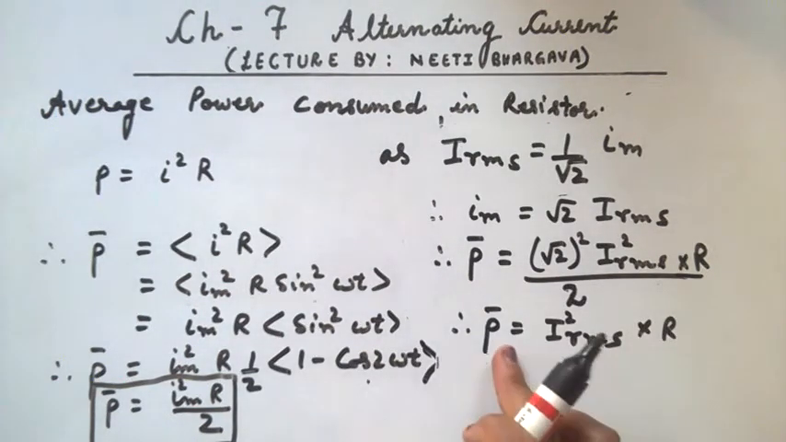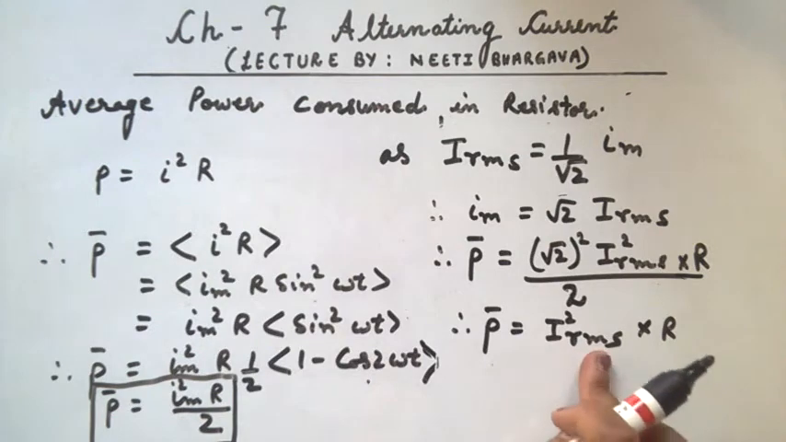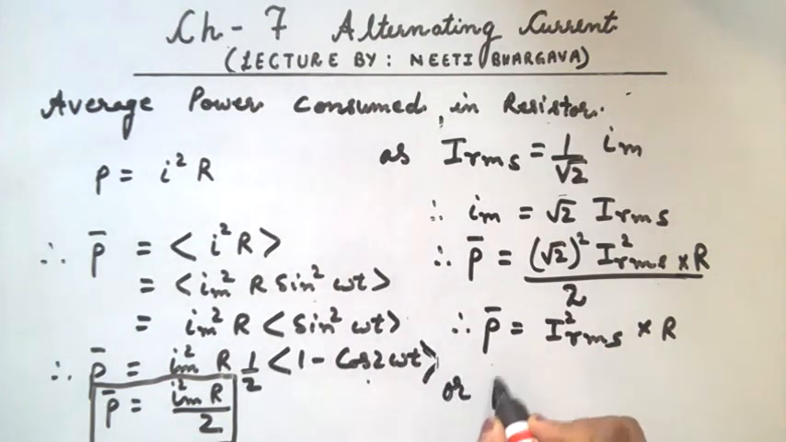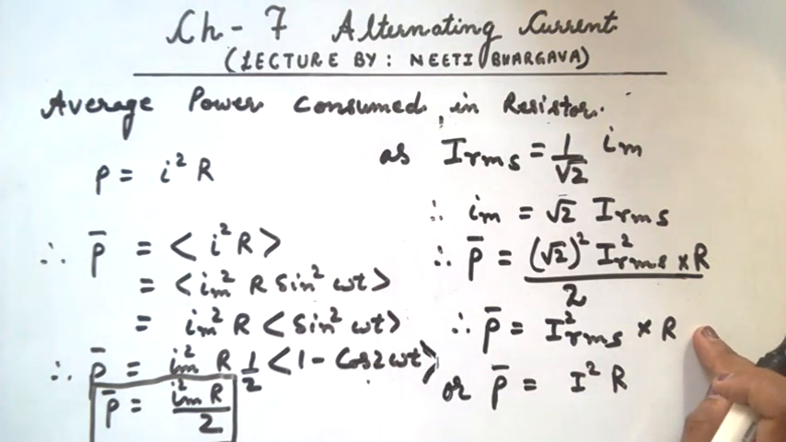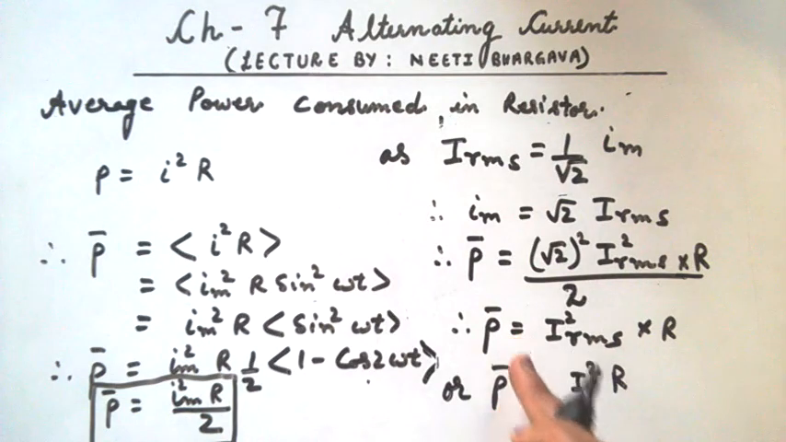This is the power loss or power consumed by an electrical circuit, and we know that the root mean square value is the direct current value, so we can write P bar is equal to I square R. That is, DC current would also produce same power loss as that of AC source. दोनों केसेस में पावर लॉस सेम होगा.